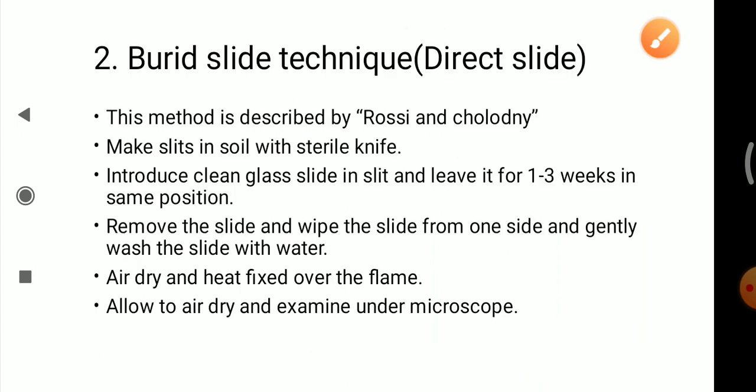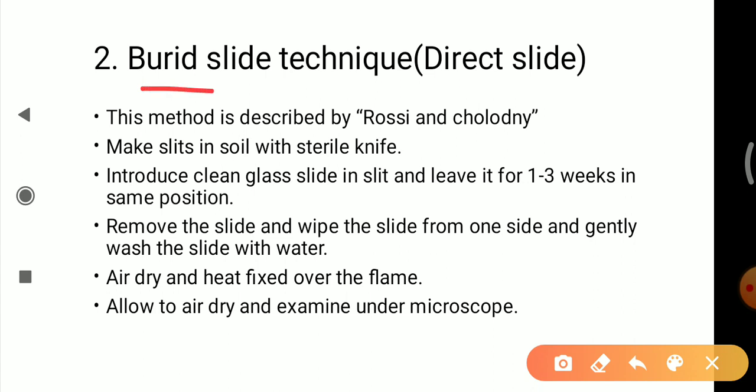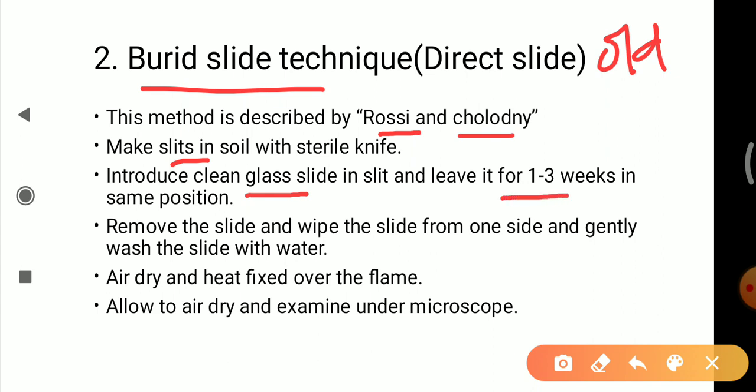Now the second method is the buried slide technique. It is an old method. This method was first discovered by Rossi and Cholodny. Make a slit in the soil with a sterile knife and introduce a clean glass slide into the slit. We leave it in the same position for 1 to 3 weeks.